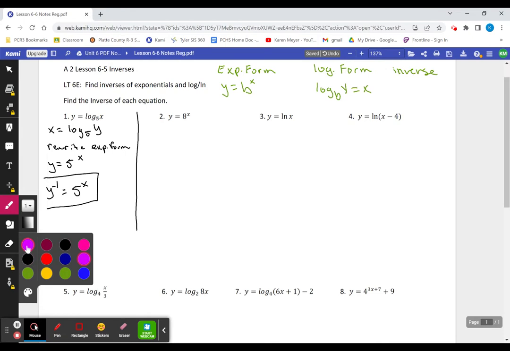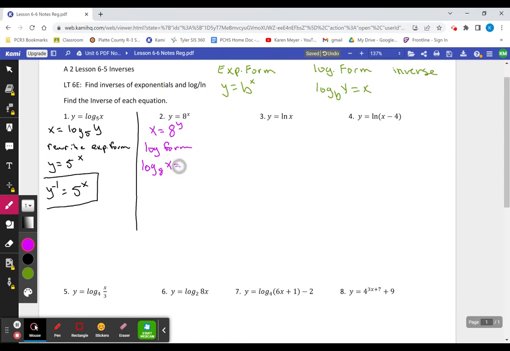Okay. All right, next one. Start off by switching x and y. So x equals 8 raised to the y. Now this time, this one is in exponential form, so you want to rewrite it into log form. So log base, well, our base is the part attached with the exponent, so that would be the number 8. Y is actually our letter x, equals x, which is our letter y.